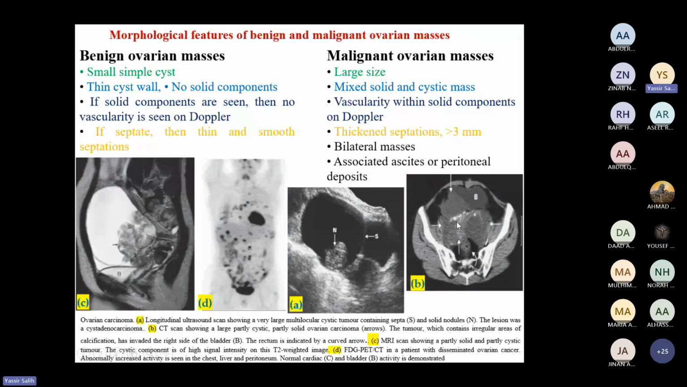And what are these hyperdense things? This is a calcification. So this is CT showing a tumor that is part cystic, part solid, with calcification.